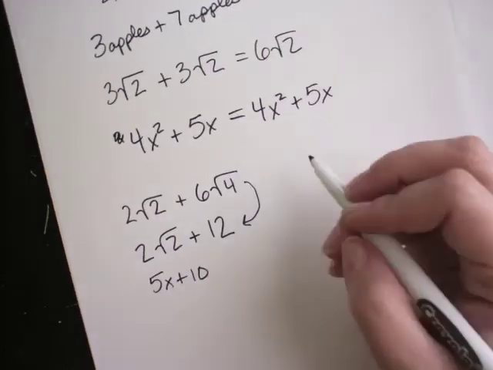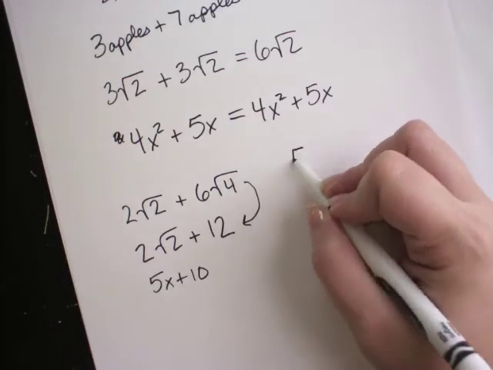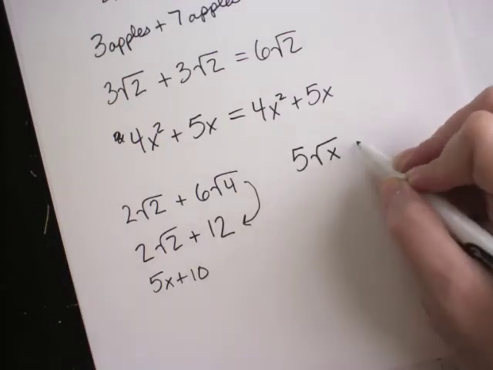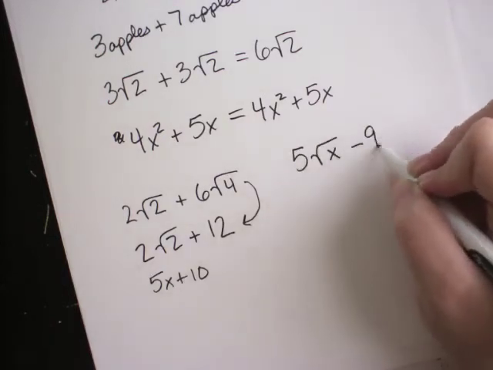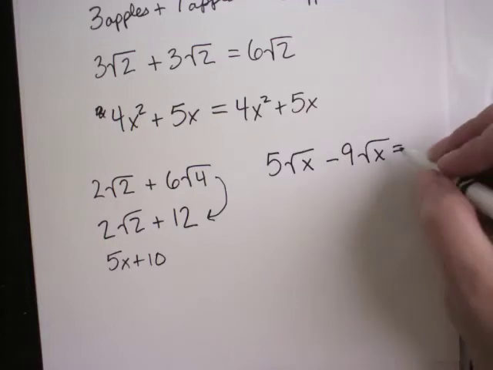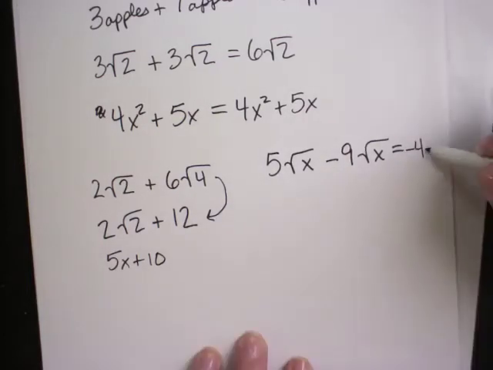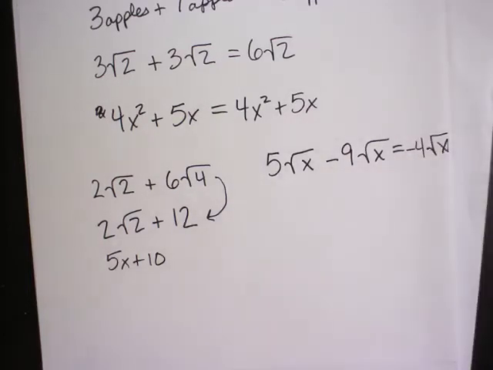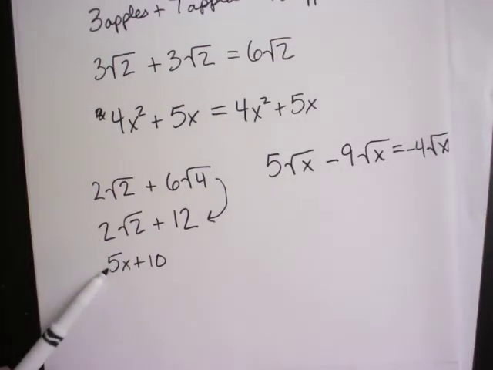If I have 5 square root of x minus 9 square root of x, what do you think I'd have? Negative 4 square root of x. Negative 4 square root of x. Miss Kenny, what was the 5x plus 10 part of? That was just another example. I was just comparing this to polynomial terms, or variable terms, I should say.